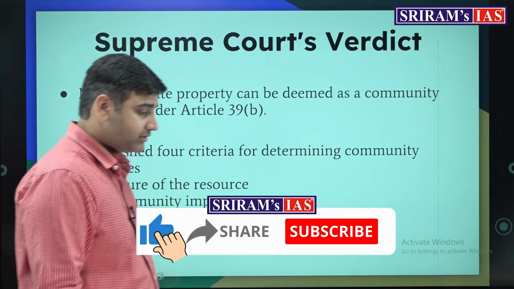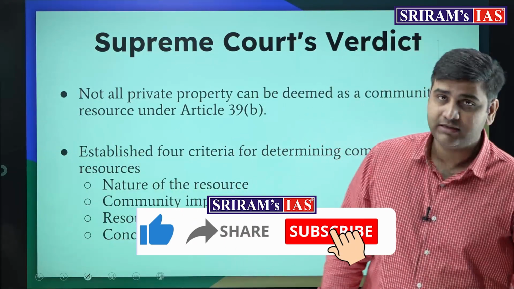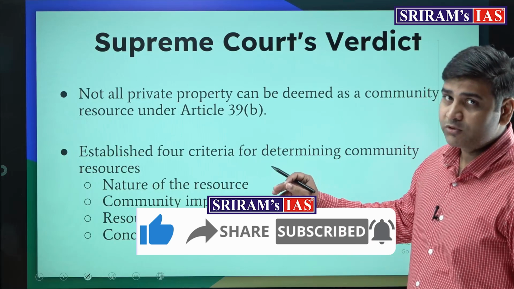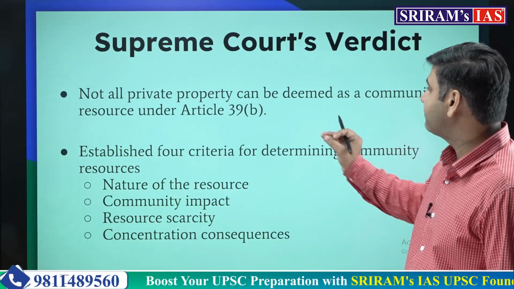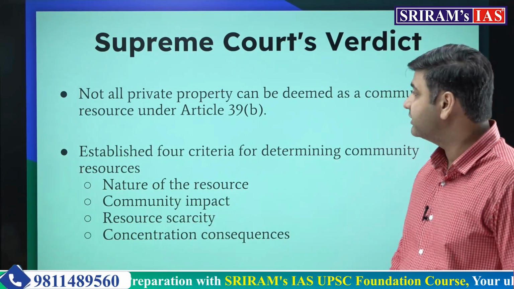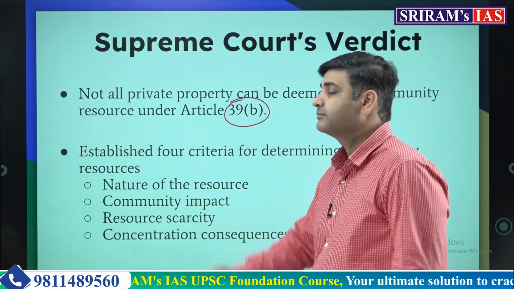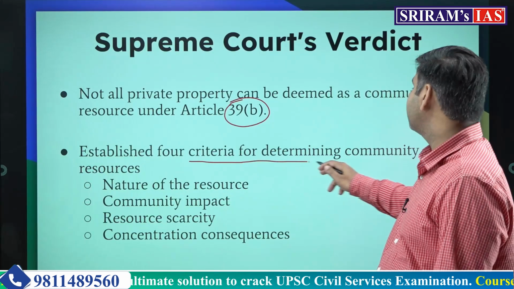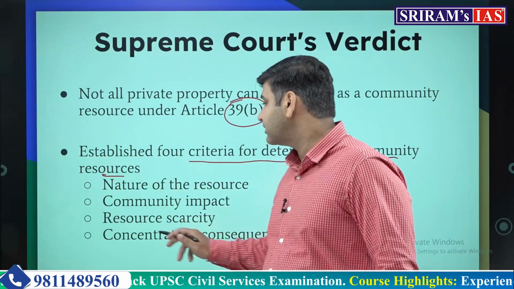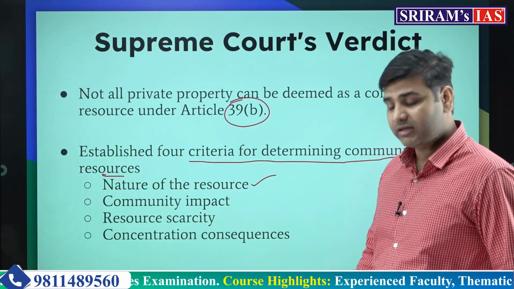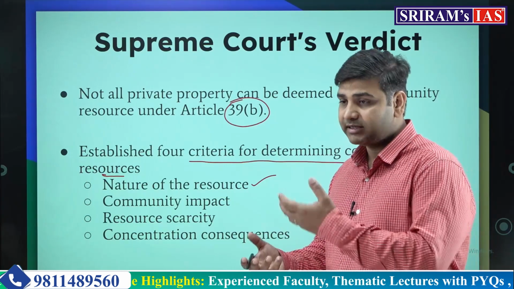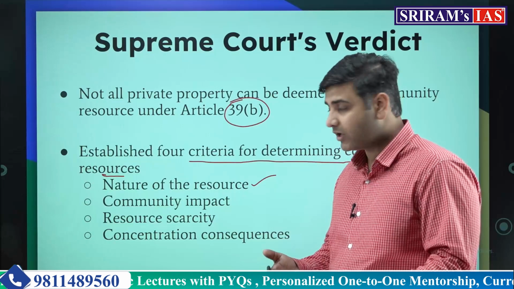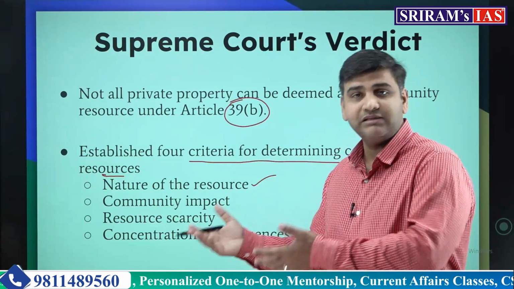So Supreme Court's verdict. Now this is something we have to read, and this is something which is very important for our examination. Supreme Court said that not all private property can be deemed as a community resource under Article 39B. Okay, and it established 4 criteria for determining community resources. What are these? Nature of the resource. What is the nature of that particular resource? Is it a lake which is feeding the thirst of many villages, or is it a private building?